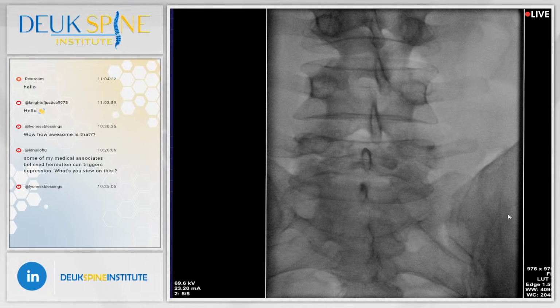Show them the SI joint, sacroiliac joint. It's one of the most common causes of chronic back pain. Now, let's show the audience the 30 different causes of back pain while we work through fixing this gentleman.